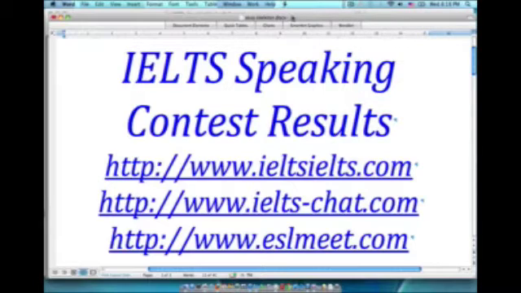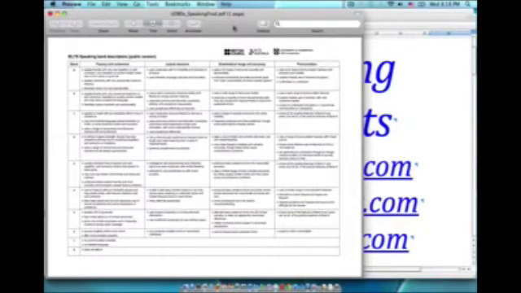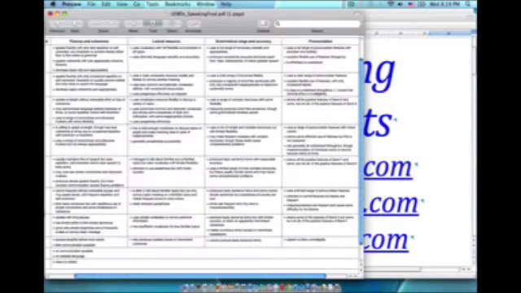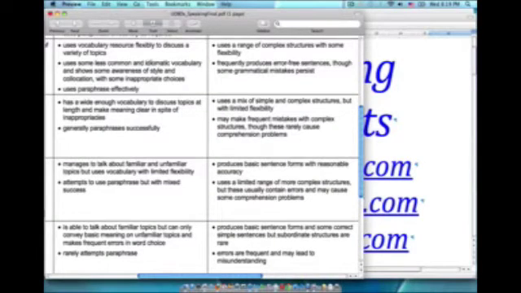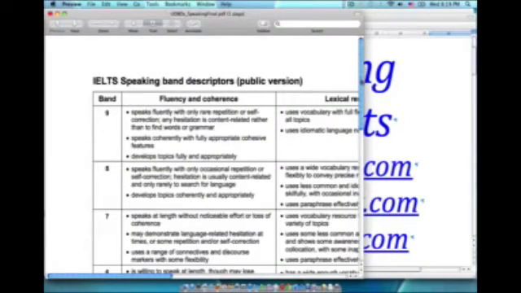I should explain how I went about gauging the various levels of these speakers, and I did so using the IELTS Speaking Band Descriptors chart. This is the public version that is made available from the IELTS.org website. And you can download it for yourself there, and I hope you do and use it while watching this video. Now let's just zoom in here and I'll explain a little bit about how this chart works.